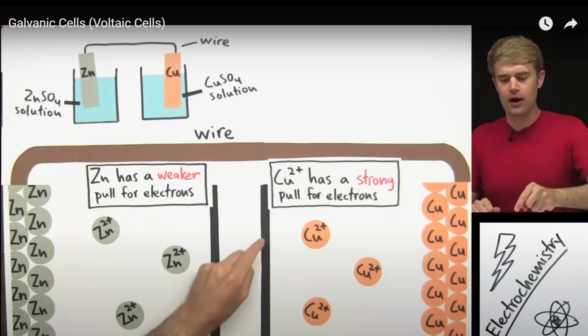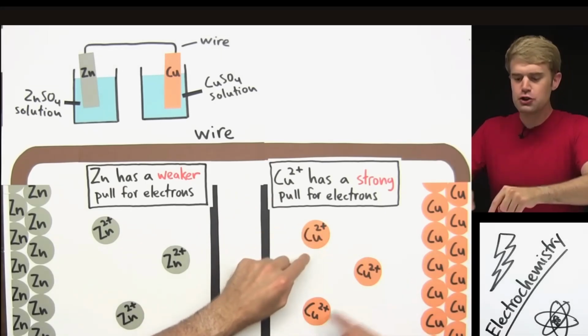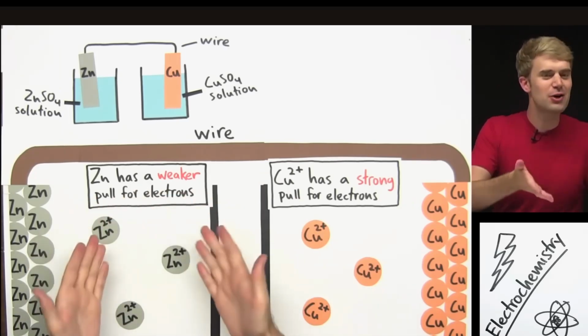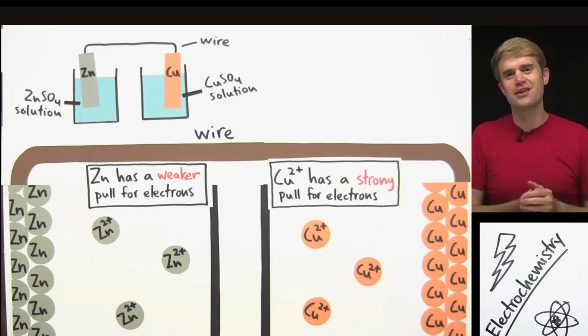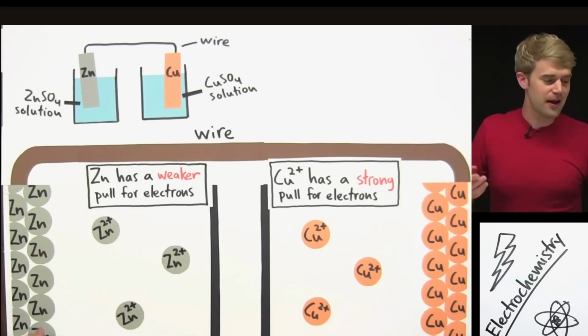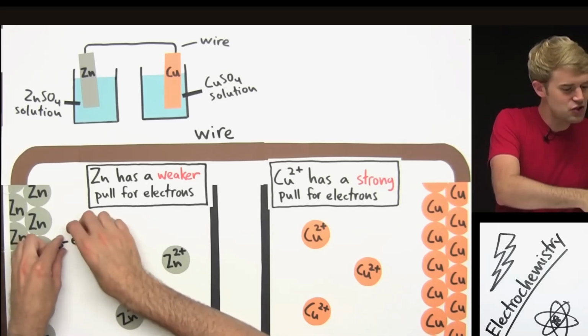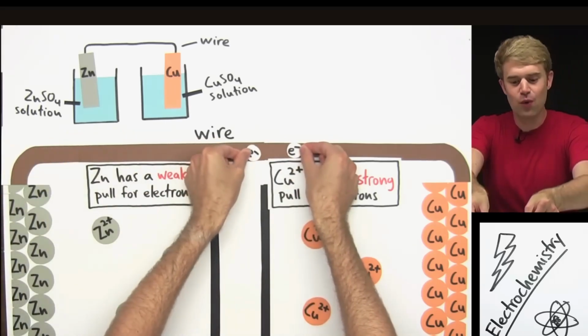So in this tug of war, Cu2+ ends up winning. Let me show you how this happens. Cu2+ really wants electrons, so it's kind of like it calls over to zinc, which has a weaker pull on the electrons, and says, hey, zinc, give me some of your electrons. And zinc's kind of weak, so it's like, oh, okay. Let's say this zinc atom here gives away 2 of its electrons, and these electrons enter the wire and move towards the copper.